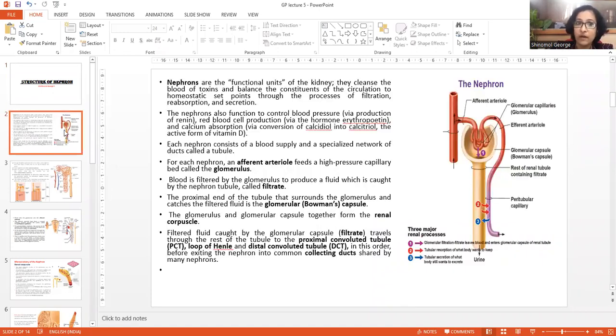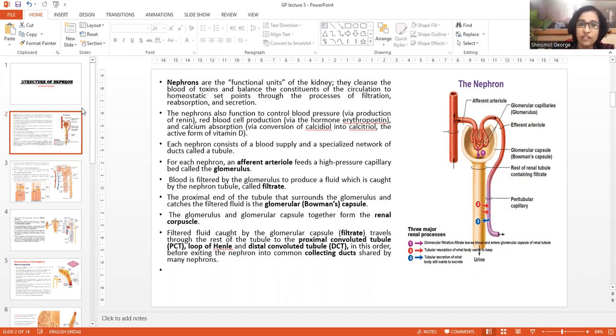The nephron is the functional unit of the kidney. Nephrons cleanse the blood of toxins and balance its constituents, maintaining homeostatic set points through the processes of filtration, reabsorption, and secretion. The nephrons also function to control blood pressure, red blood cell production, and calcium absorption via the active form of vitamin D.